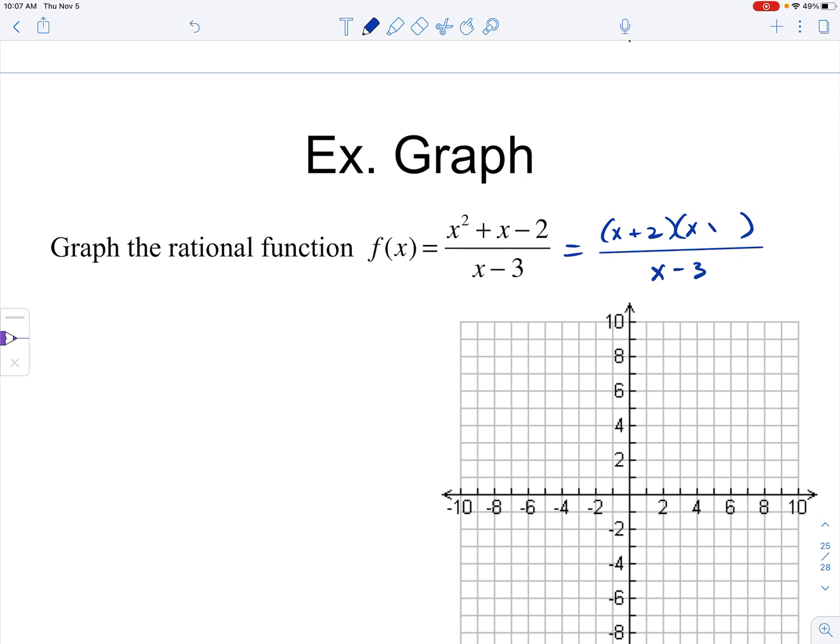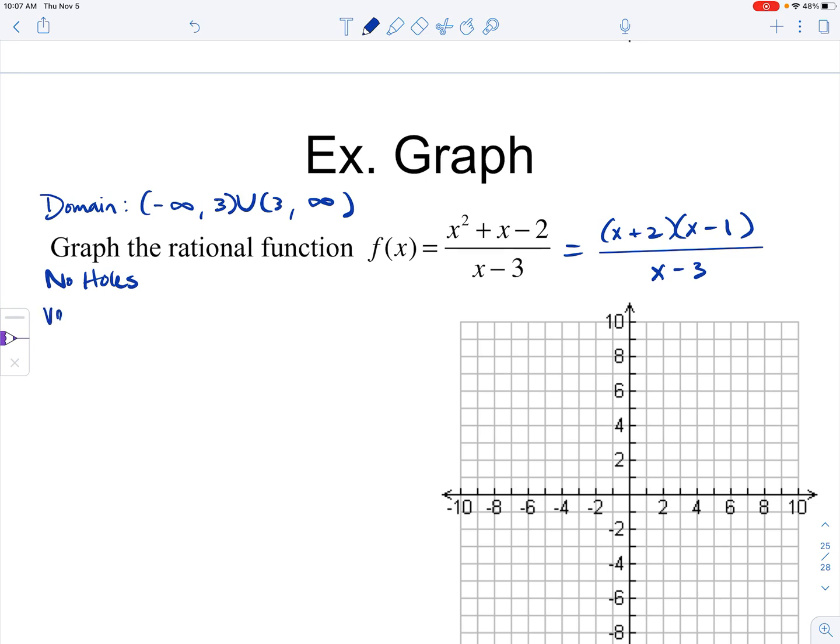So we'll have x plus 2 times x minus 1 in the numerator. We can see that positive 3 would make the function undefined. So we need to exclude positive 3 from the domain of this function. So in interval notation, we would write that as negative infinity to positive 3, union positive 3 to infinity. There are no common factors in the numerator and denominator that would cancel. Therefore, there are no holes in this graph.